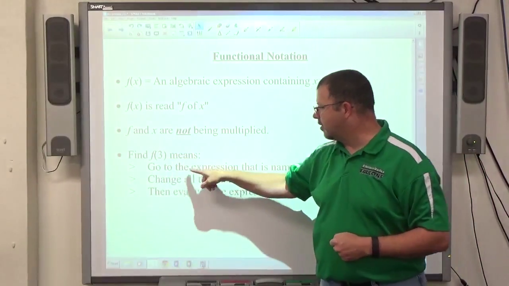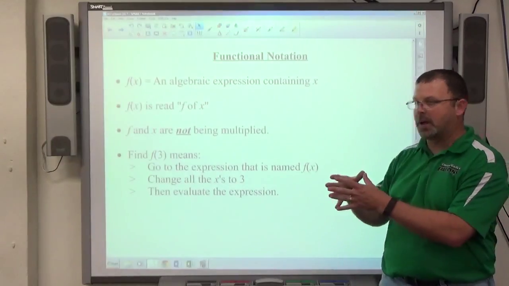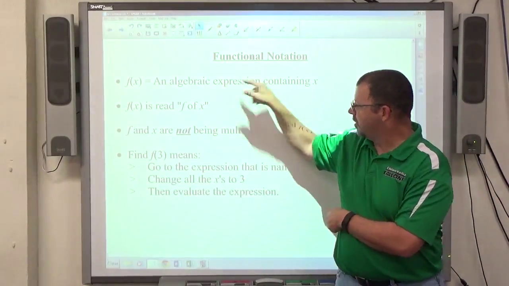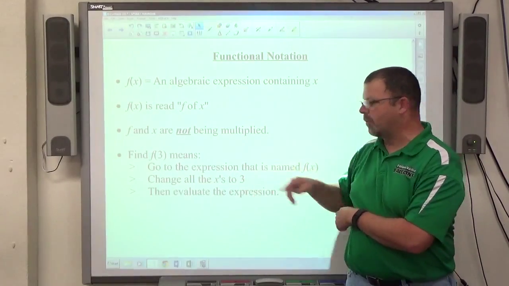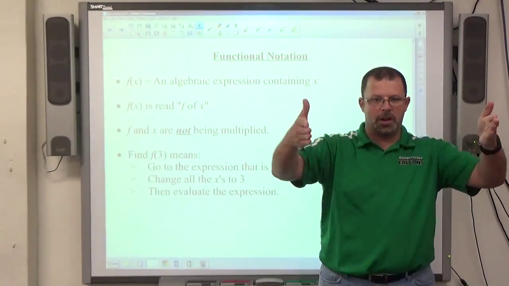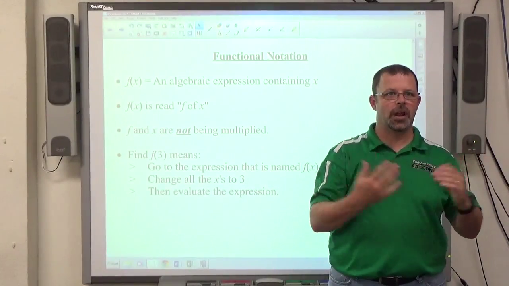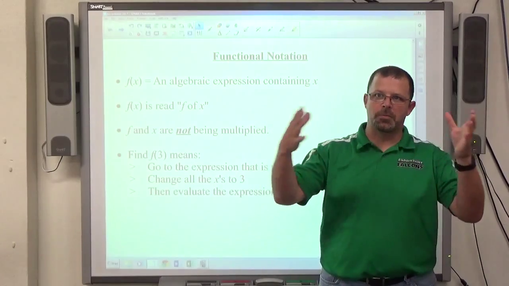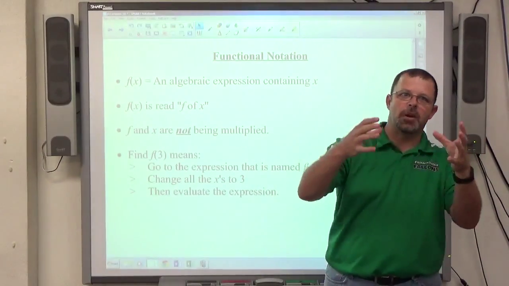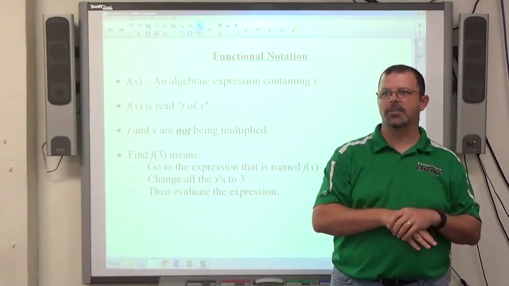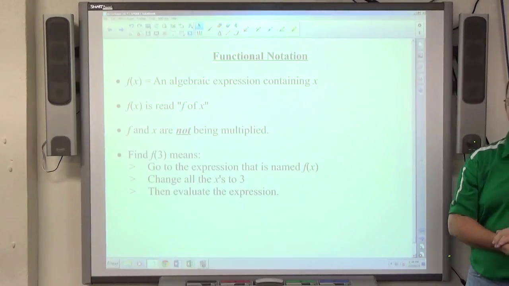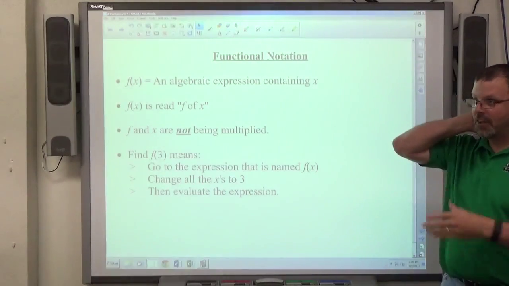Find f of 3 means go to the expression that is named f of x. So it's going to be, again, f of x equals some expression, right? Go to that expression, change all the x's to the number 3, and then work it out. That's all it means. F of 5 means go to the expression, change all the x's to 5, work it out. F of dog means change all the x's to dog, work it out. Doesn't matter. Whatever's in the parentheses, dog, elephant, hippopotamus, pick an animal. All right, fish works too.